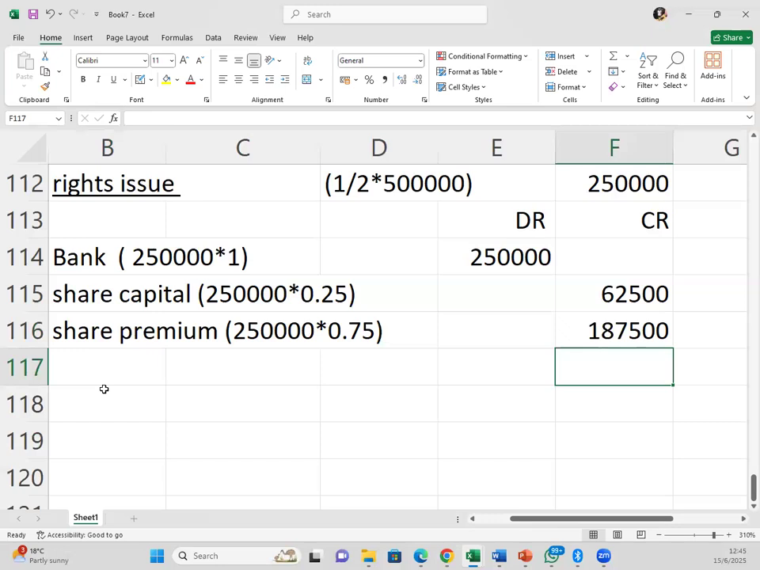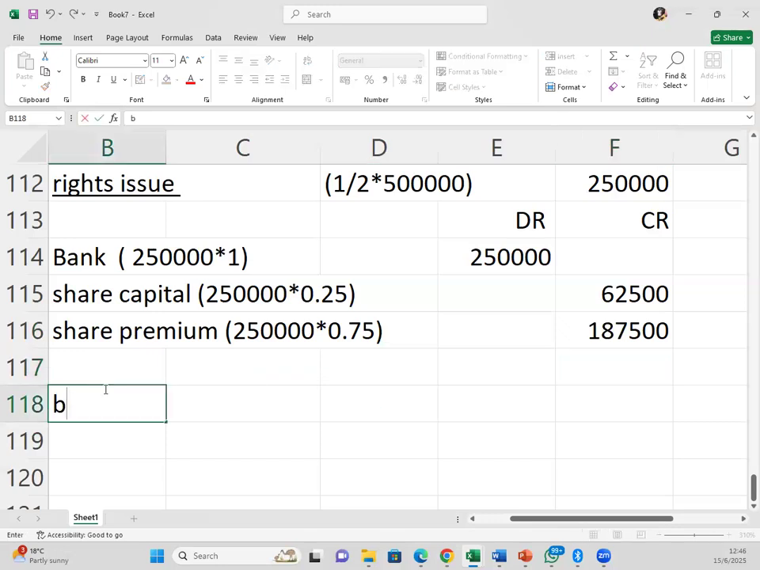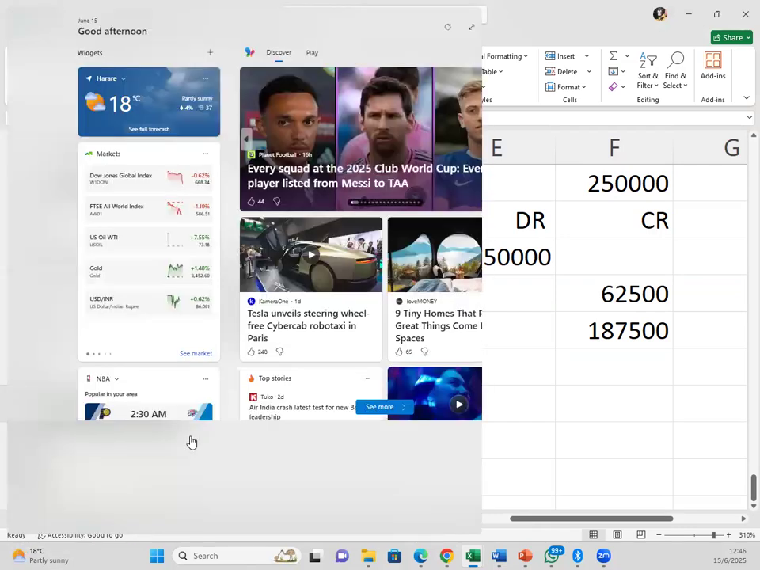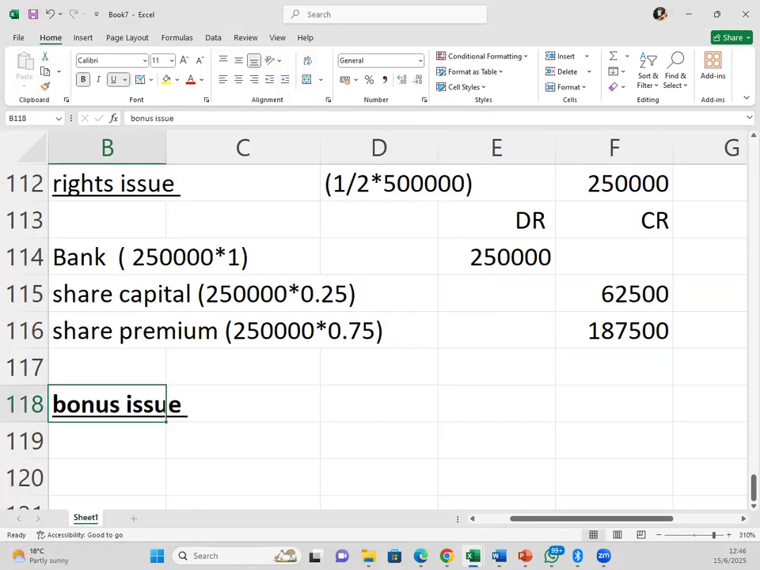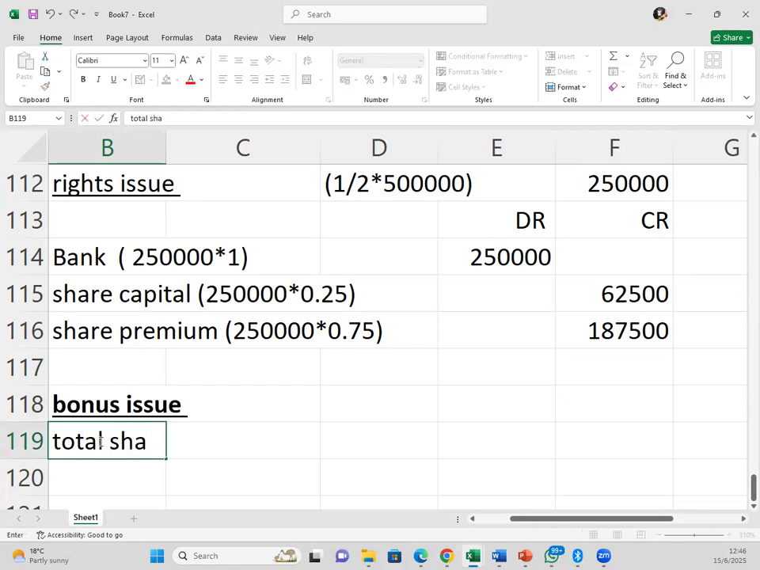Now, after the rights issue, there was a bonus issue. So for the bonus issue, if it's being made after the rights issue, firstly, let's know the total shares available.